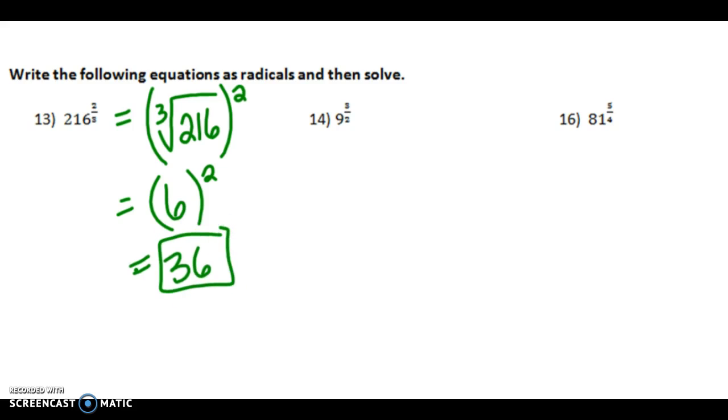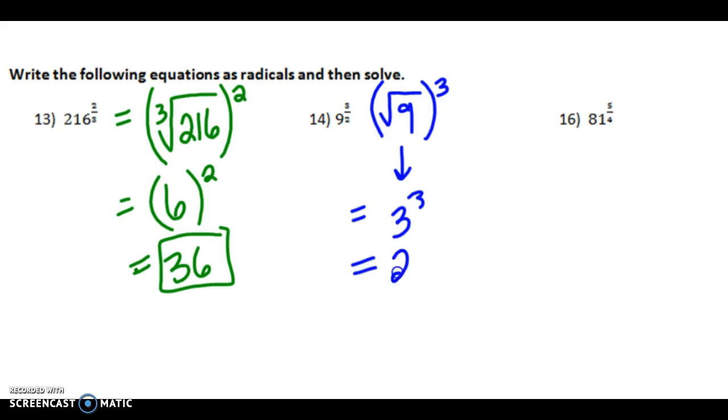Okay? The next one is basically saying the square root of 9. Remember, square roots we don't write with a number, cubed. So the square root of 9 gives me 3, and then I have to cube that, which gives me 3 times 3 is 9, 9 times 3 gives me 27.